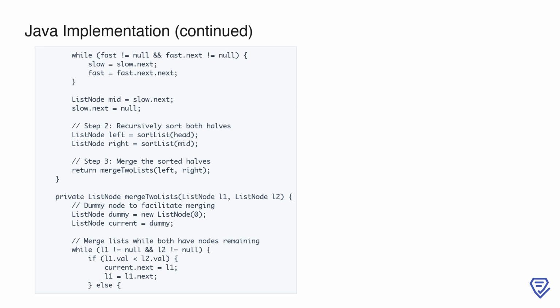After splitting, we recursively call the sortList method on each half. This divides the problem into smaller subproblems, following the divide and conquer strategy. Once the two halves are sorted, we merge them back together. To perform the merging, we use a helper method called mergeTwoLists, which combines two sorted linked lists into one sorted list.